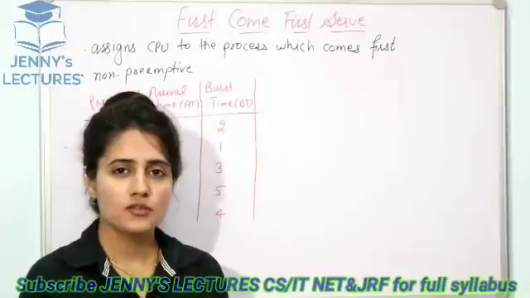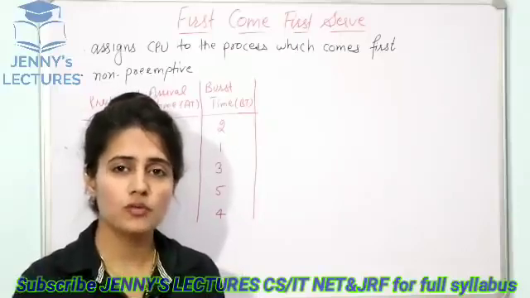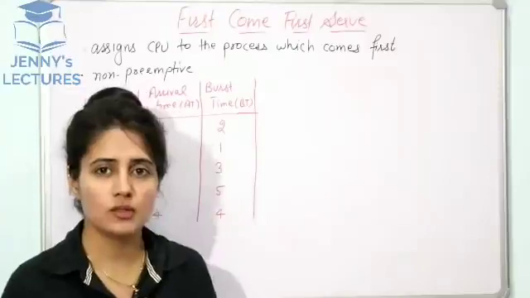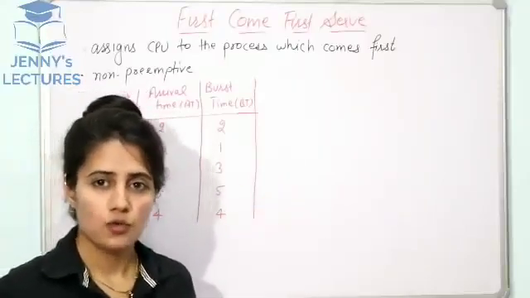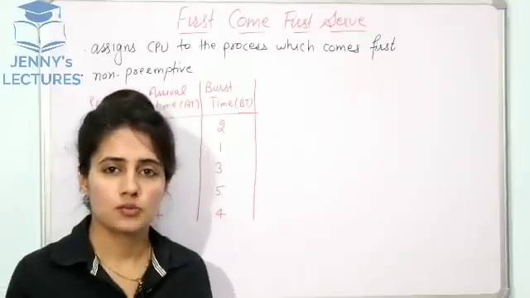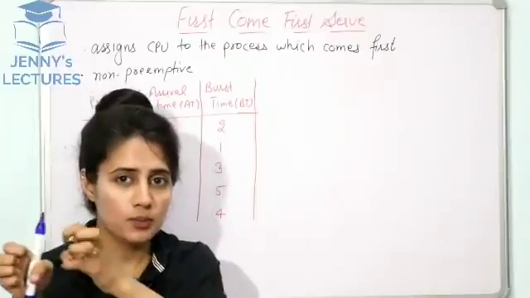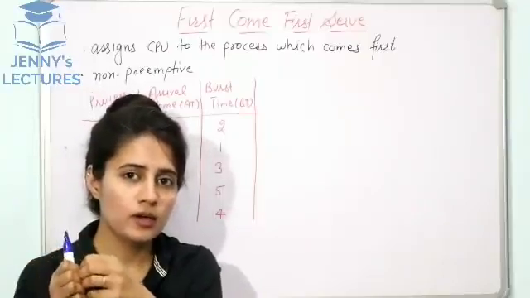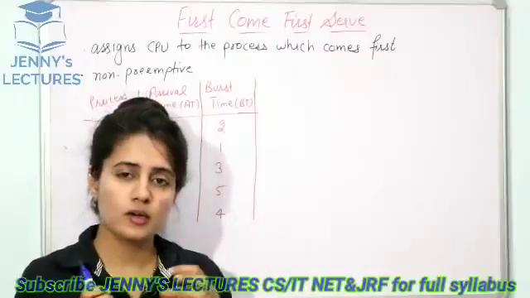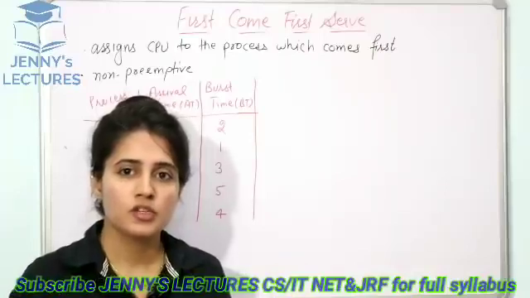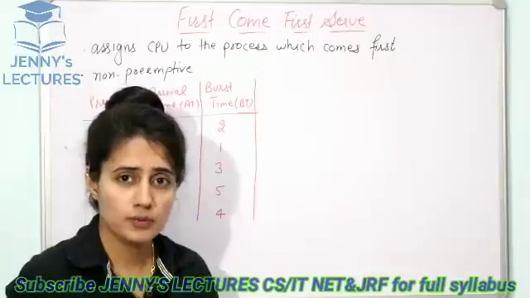This topic is first come first serve CPU scheduling algorithm. Now what is CPU scheduling? We have already discussed in the previous video, as well as the various times related to a process. If you want to check out that video, I'll provide you the link in the description box. So basically CPU scheduling is just picking a process from the ready queue and giving the CPU to that process, or you can say allocating the CPU to that process. That is known as scheduling: to which process the CPU is to be allocated. That is CPU scheduling.